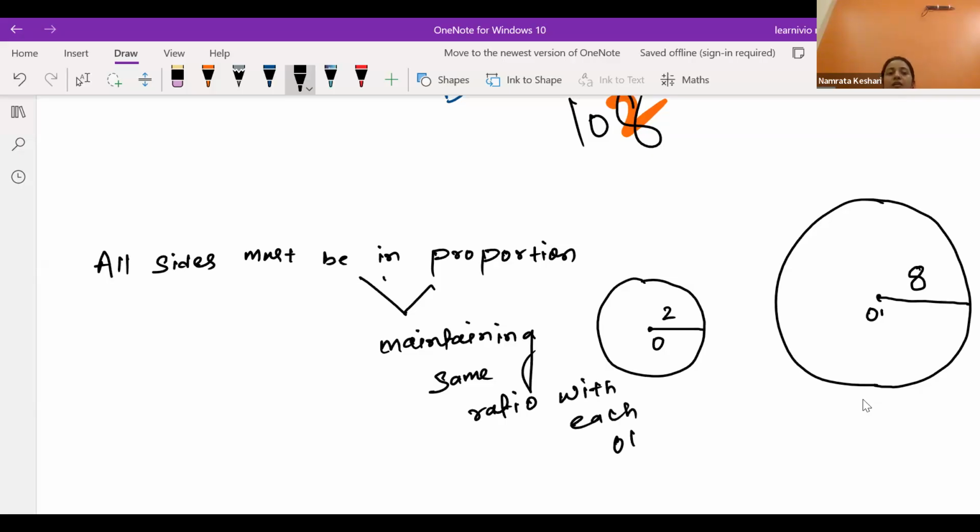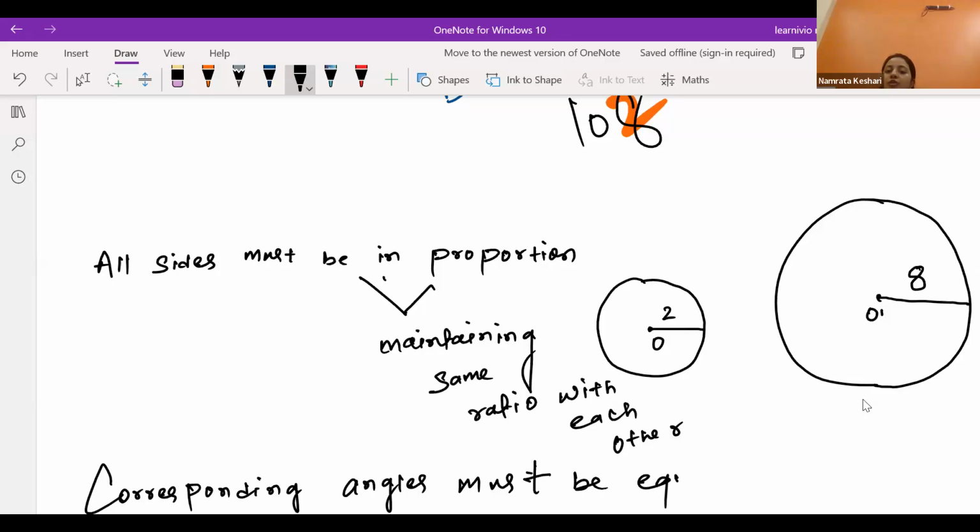And corresponding angles must be equal with each other. This is just the two conditions we are having. This has to be fulfilled, then the figures are similar. Okay, so let's think about the first rule. Rule number 1. Okay, all sides must be in proportion.